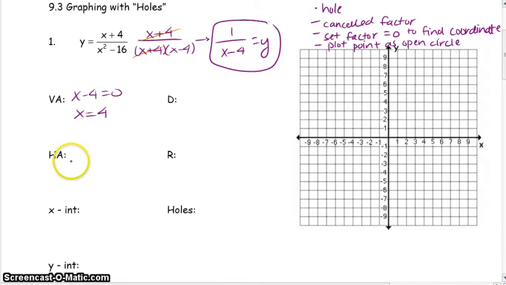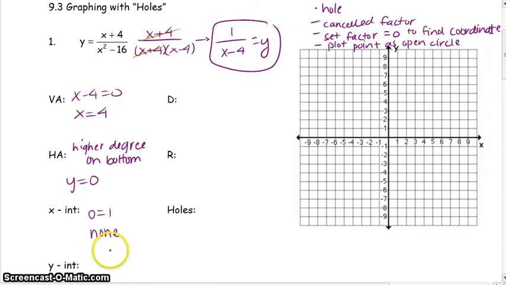To find our horizontal asymptote, we look at the degree, and if you notice, we have a higher degree on the bottom. That means we have a horizontal asymptote of y equals 0. If you didn't remember that from yesterday's video, you can take those notes out to refer to them. And to find our x-intercept, we just set our numerator equal to 0. Looking at our equation, we have 0 equals 1. We don't have any variables here, and this isn't a true statement. So that means we have no x-intercepts.